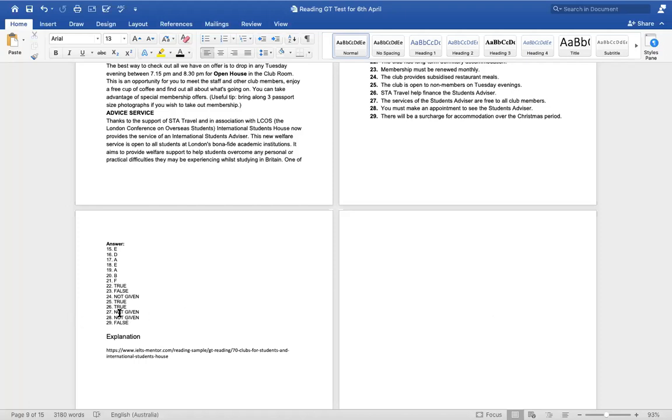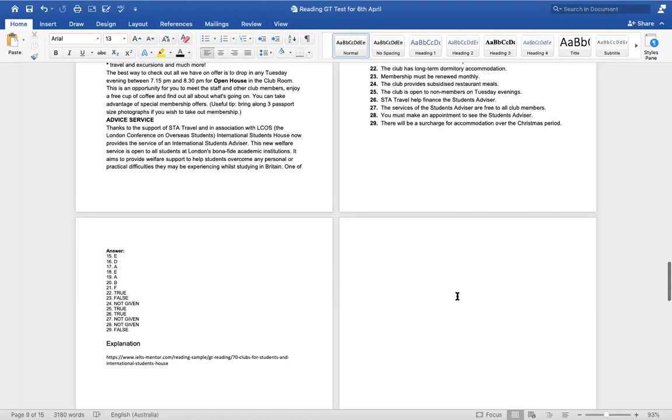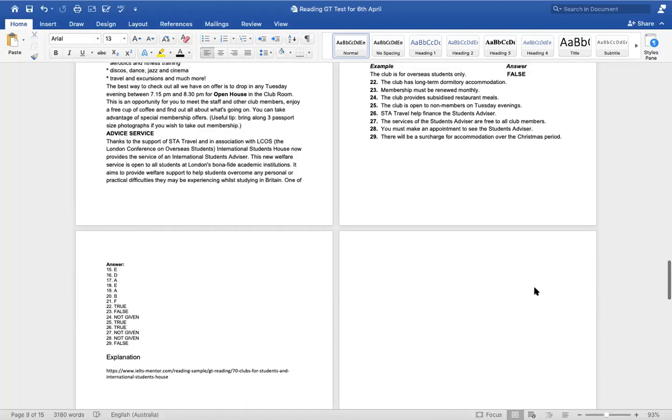27 is not given. 28 is not given. 27, why have you written true, Jitin? 27 and 28 are not given. 29 is false. So 26, I will start this. Okay, STA, travel, helps, finance, student advisor. So that's 26, it's true.